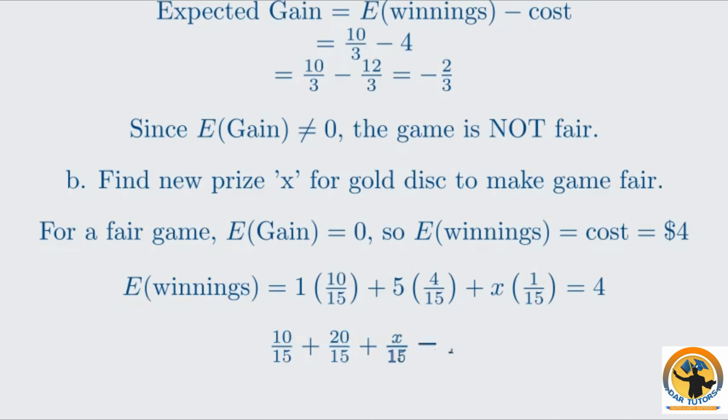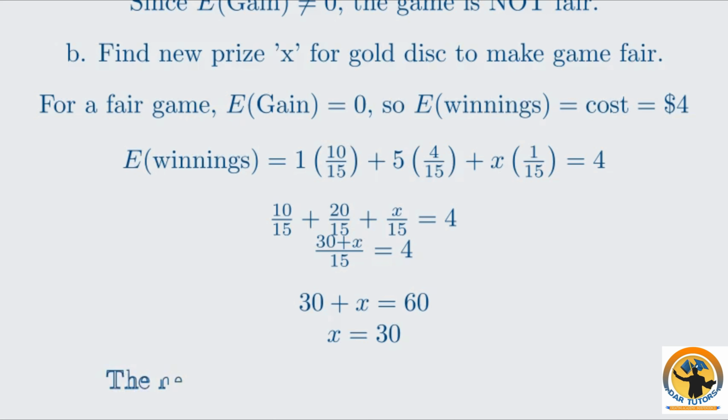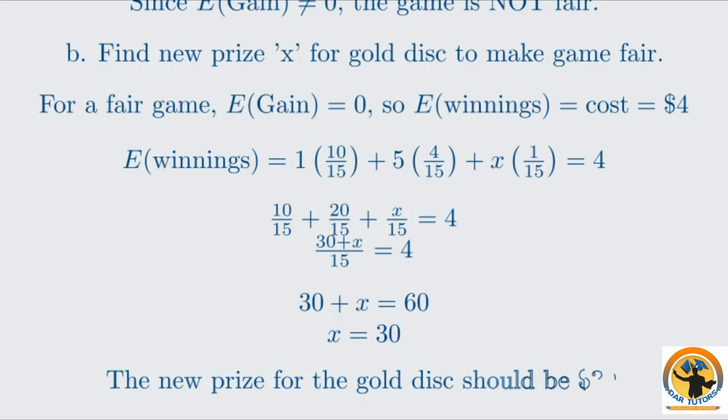We simplify the equation. Solving this equation for x, we get 30 plus x equals 60, which means x equals 30. So, to make the game fair, the prize money for selecting the gold disc must be increased to $30. This ensures that in the long run, players will break even.